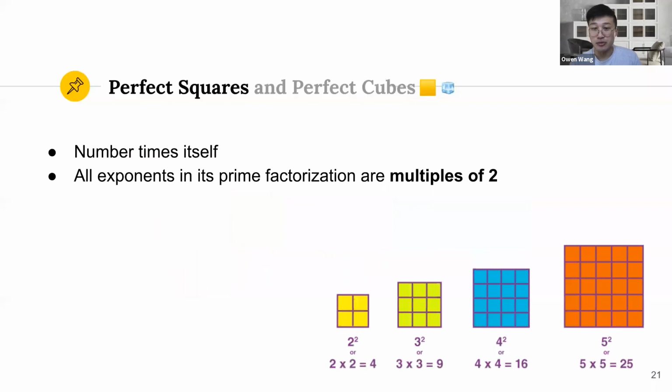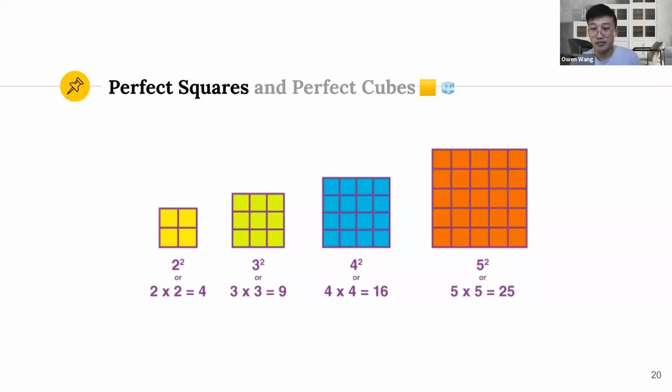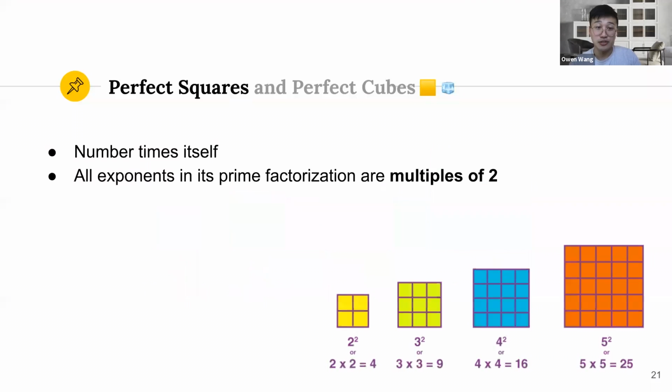Is this part clear to everyone? Have you guys heard of these before? Thumbs up and down. Okay. And yes, a square is a number times itself.